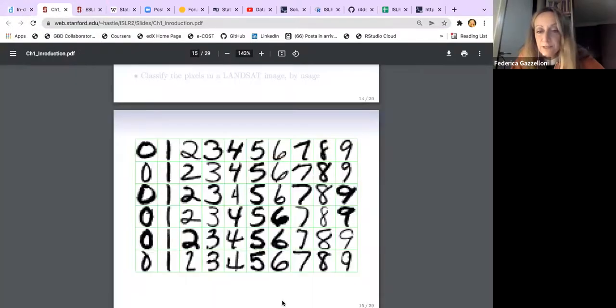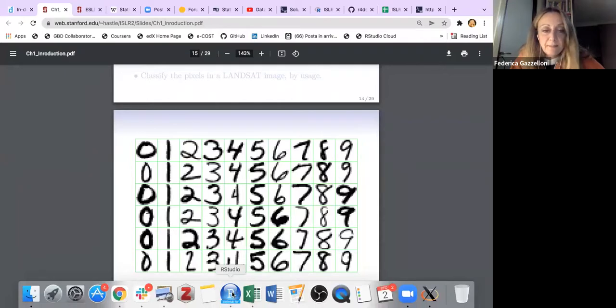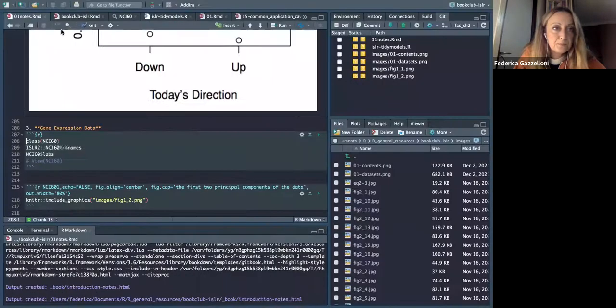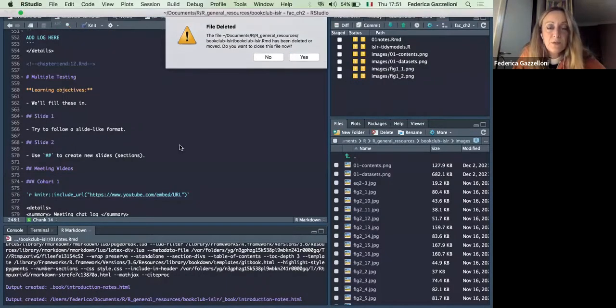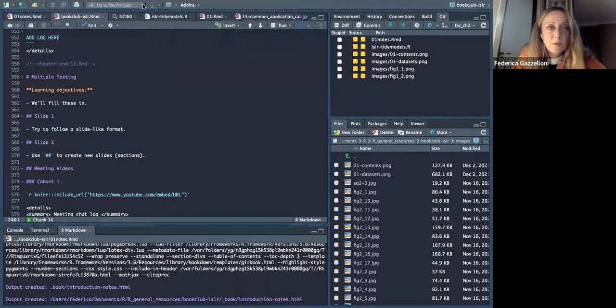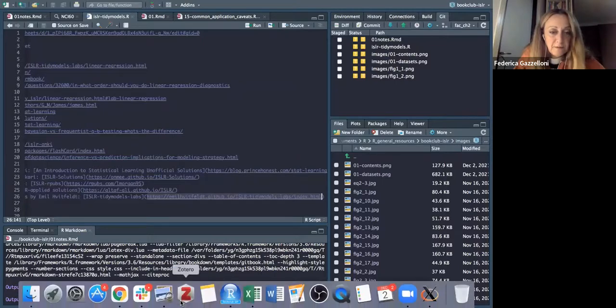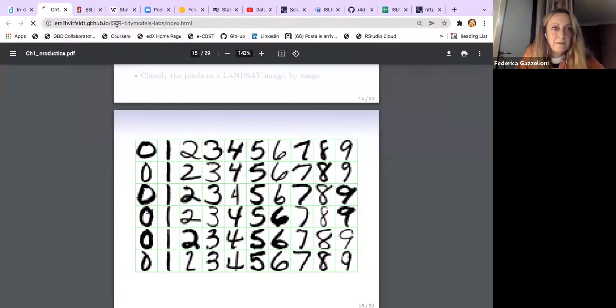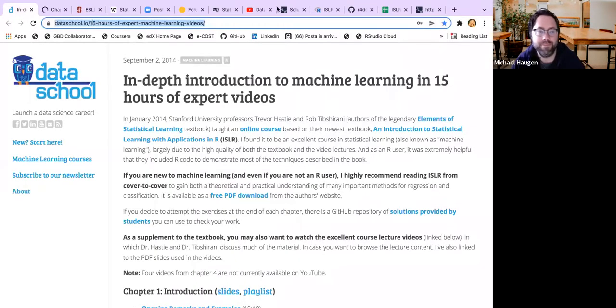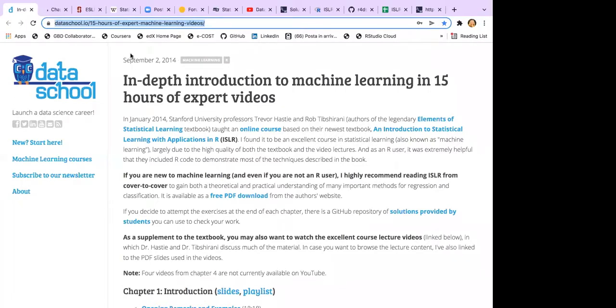And then there is a website, I don't know if you know it. Where is it? There is a website where the book is, basically all the models used in the book are translated in tidy models. This is from Emil Hvitfeldt. Yep. Is this one here? I'll put it in the chat. Well, there are all the videos, and this would be interesting to see as well.